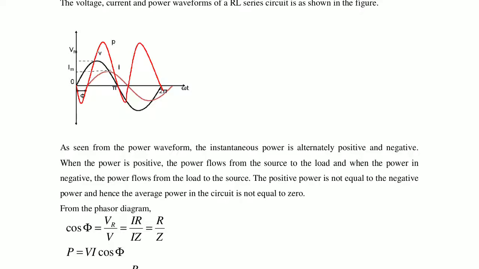So here, source to load, the power is positive; it is passed from source to load. If the power is negative, it flows from load to source. This is the power waveform as drawn in the diagram. The positive power is not equal to the negative power, and hence the average power in the circuit is not equal to 0.